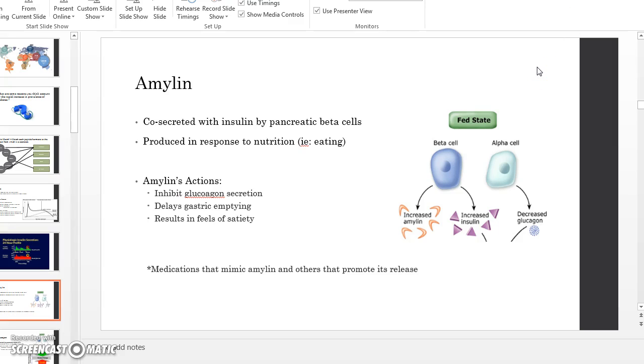This amylin also works in the central nervous system, or in the brain, to give you a feeling of satiety or a feeling of satisfaction. So what that does is that prevents you from being hungry, and makes you feel as if you're full, gives you that full type feeling. We currently have medications that mimic amylin and others that help to promote its release. So thinking about this when you're talking about medications will be helpful to you in understanding how those medications act.